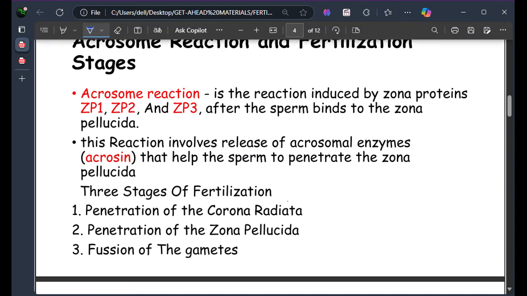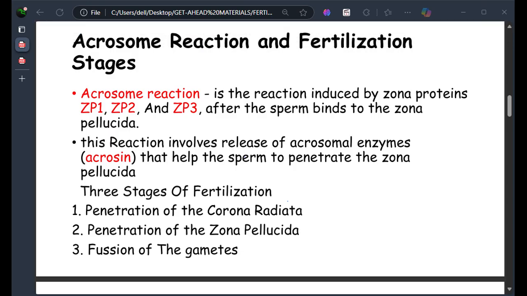Okay, we shall continue. So this is where we were, the acrosome reaction and the fertilization stages.